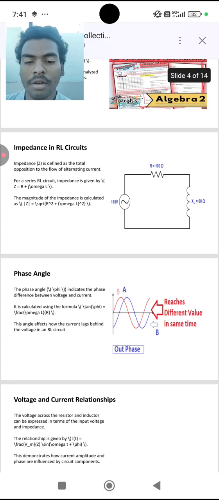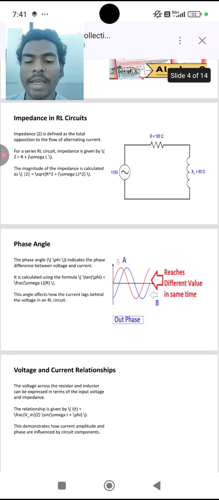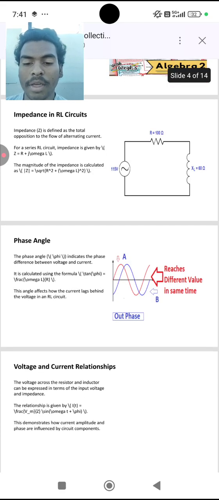The phase angle φ indicates the phase difference between the voltage and current. Here we can see the phasor diagram of the voltage and the current. It may lead or lag depending upon the elements present in the circuit. The phase angle is calculated using the formula tan φ = ωL / R. This angle affects how the current lags behind the voltage in an RL circuit.